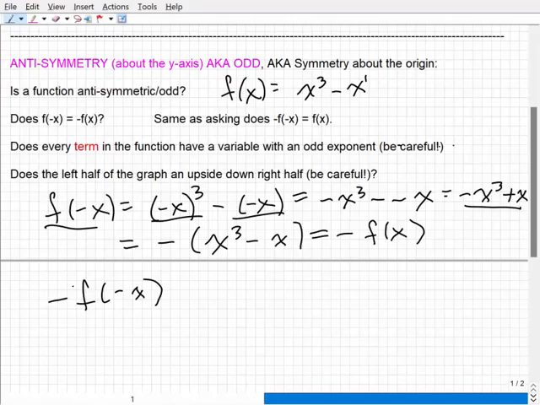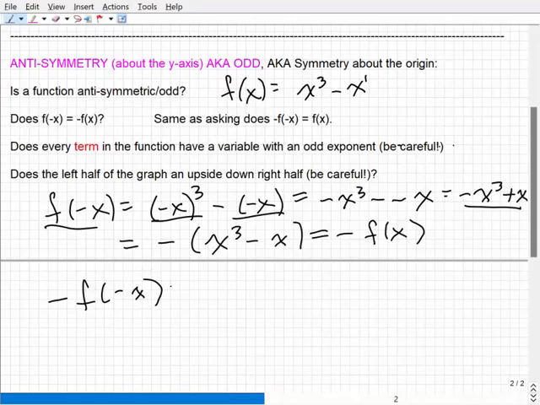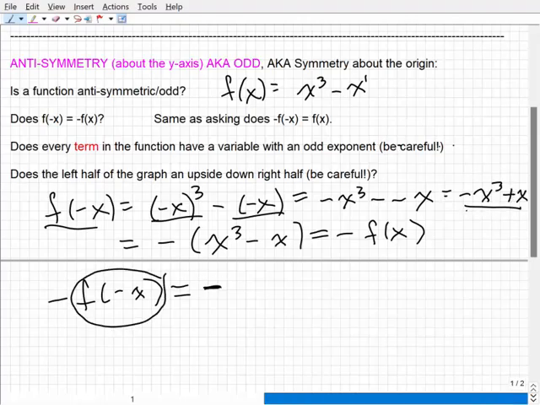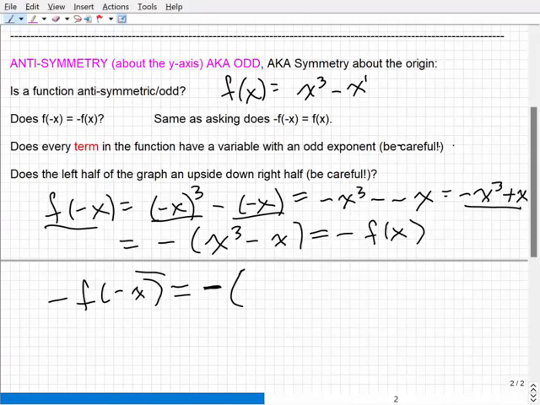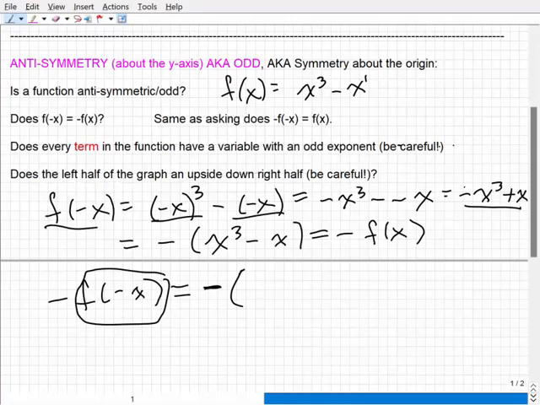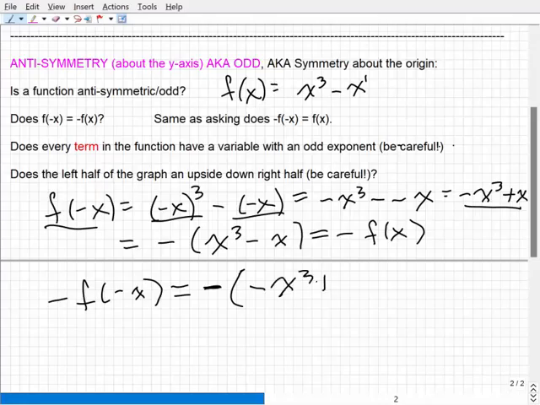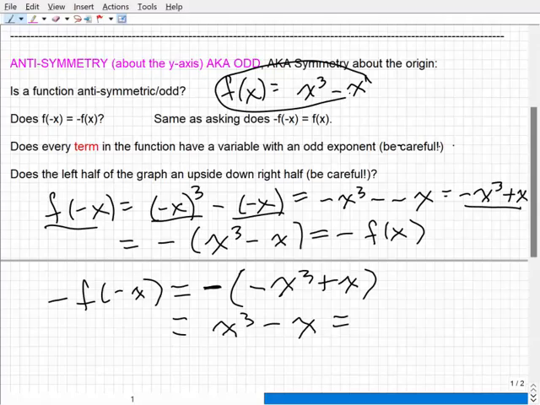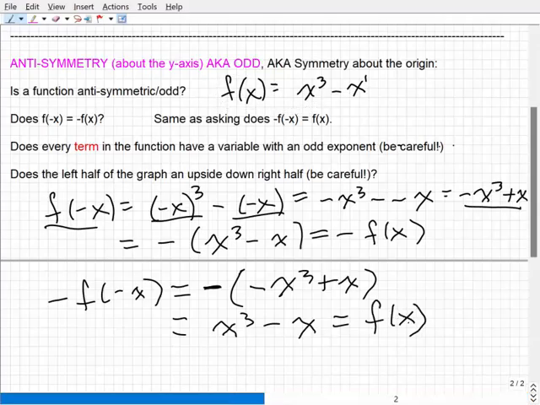So if you want to find the negative of this guy, well, there's our minus. This has multiple terms, so make sure you put parentheses. And what is this? We just found out what it was. It's this guy. So this is f of negative x. So all you're doing is hitting everything here with an extra minus. Okay, negative times negative is positive, and then a negative x. So look, this is the same as the original function. So there's two different ways of doing it.